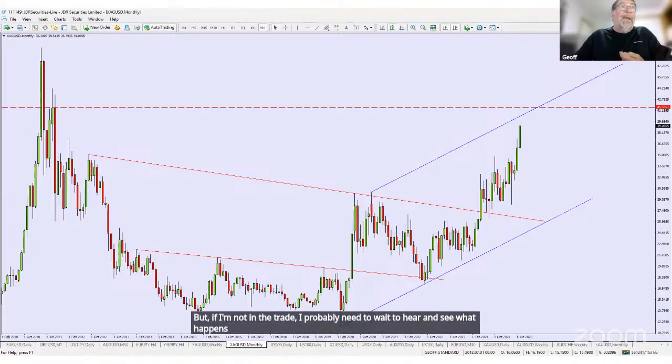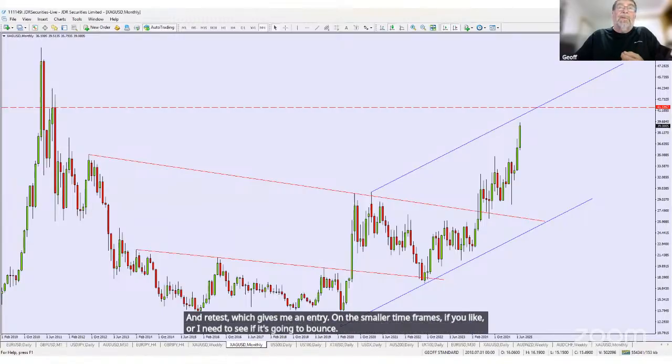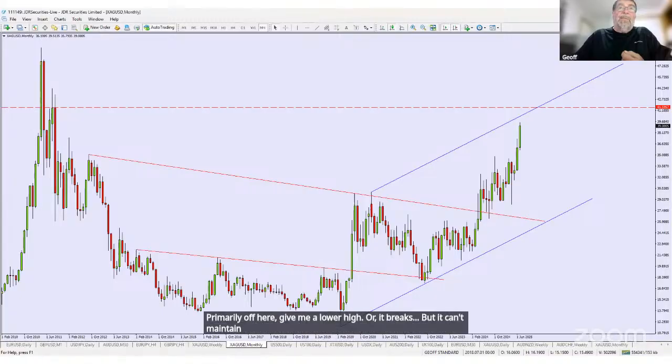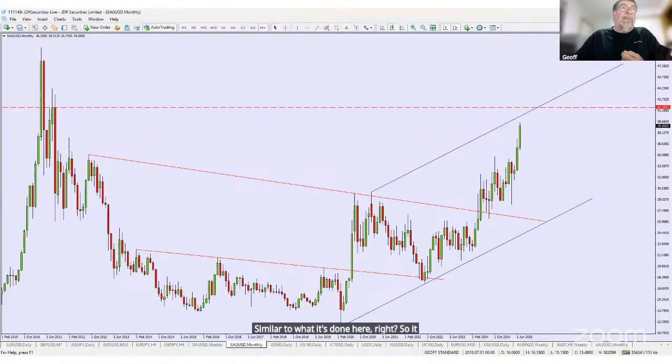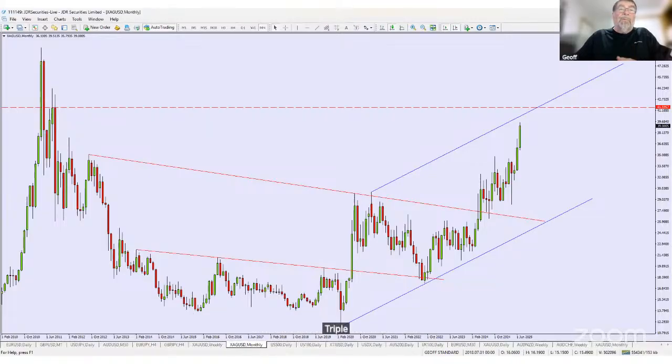But if I'm not in the trade, I probably need to wait to hear and see what happens. Once again, I need to see if this is going to break and retest, which gives me an entry on the smaller time frames, if you like, or I need to see if it's going to bounce primarily off here, give me a lower high, or it breaks, but it can't maintain the break and comes back underneath like here, similar to what it's done here, right? So it couldn't get through this level, back under it came. Guess what? Gave you a lower high. Away you go. Triple bottom, quadruple bottom, higher low, away you go in the opposite direction.